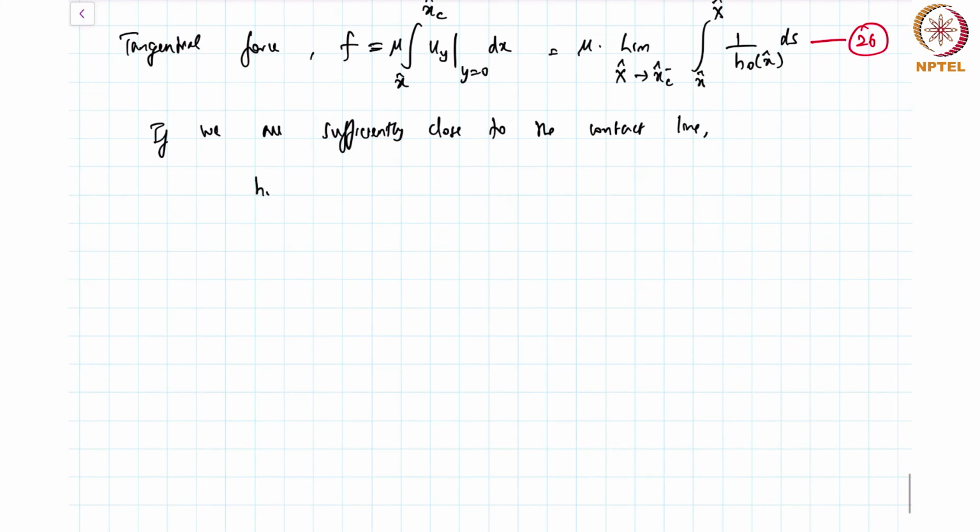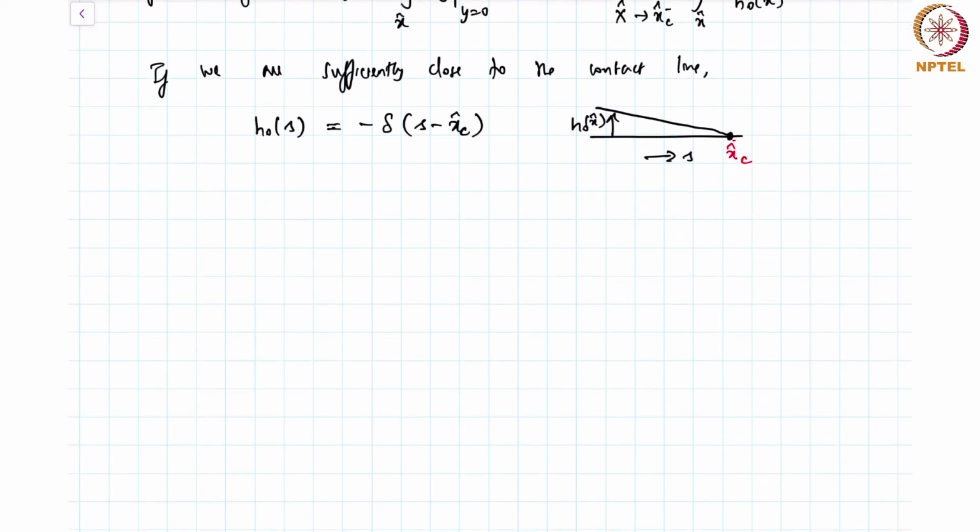then we can say h naught of s can be approximated as some parameter. Let's call that parameter delta, minus delta times (s minus x hat c). In other words, we are just saying that locally it's a straight line, it's a wedge. This is h naught of x hat, and this is s here, and this is nothing but x hat c, and this quantity is basically my delta. That's what we are essentially saying.